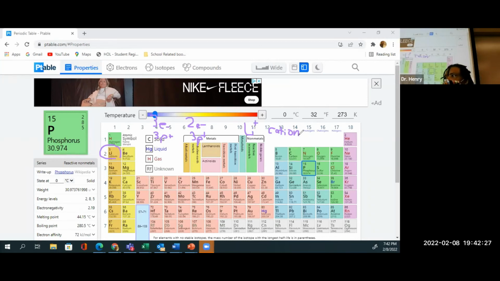Okay. So if it's positive, it's a cation. Now, the halogens are 1 away from being a noble gas. If they gain 1 electron, then they're going to be just like a noble gas. So fluorine, if it gains 1 electron, it'll be like neon. So that means fluorine gaining 1 electron is going to have a negative charge. Okay. Yes, ma'am.